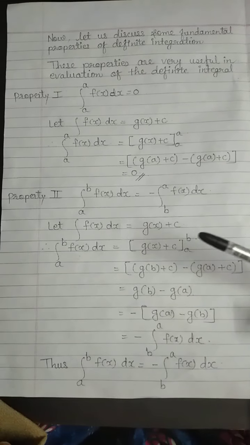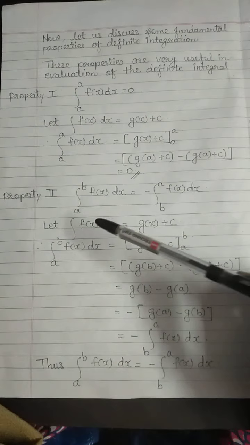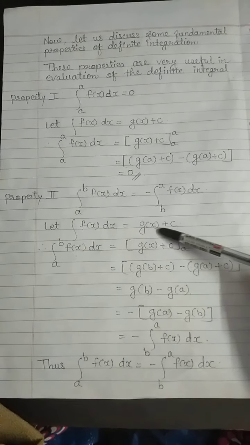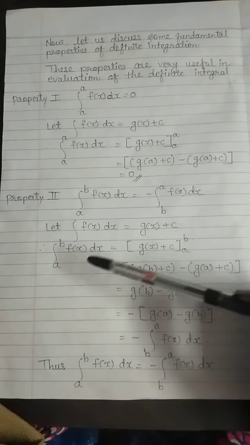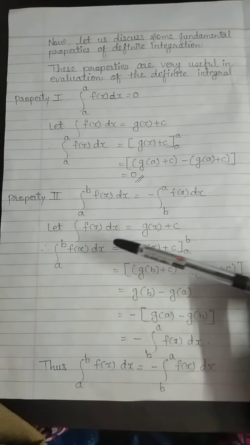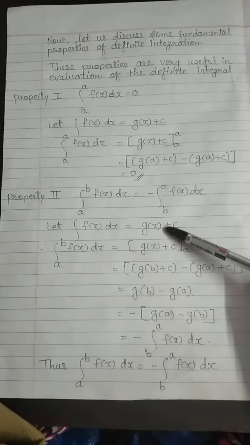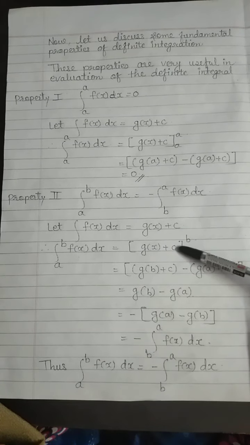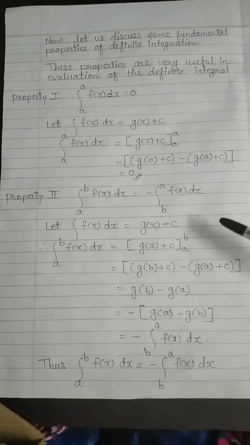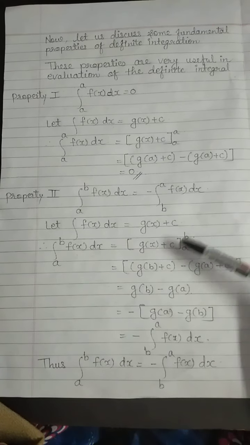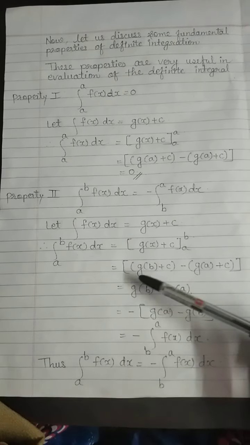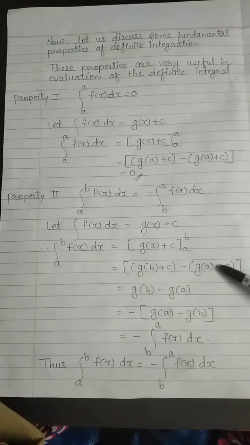Now here also we have a small proof regarding this property. Suppose we consider that the integration of f of x dx is g of x plus c. Then for the given integration from a to b of f of x dx, we will write the answer which we have considered, that is g of x plus c, and here we will write the limit, lower limit a and upper limit b. Now as per our definition, first we will apply the upper limit minus the lower limit, so g of b plus c minus g of a plus c.